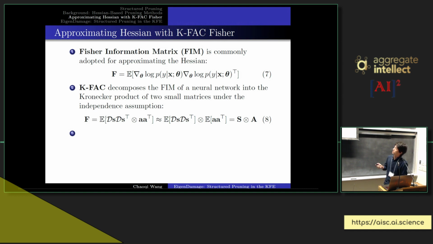So you can think of this as the outer product of two matrices. Basically, DS is the gradient to the pre-activation, and A is the activation. So we can use this Kronecker product to approximate the Fisher matrix. The computation is almost linear to the size of S and A if we do it quadratically.